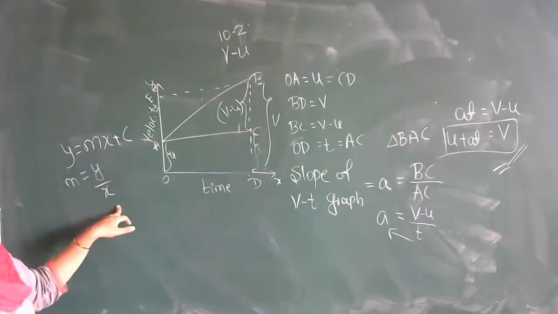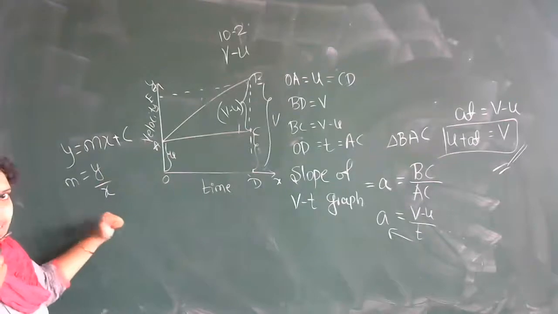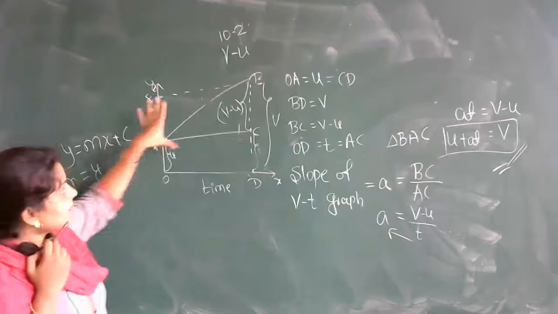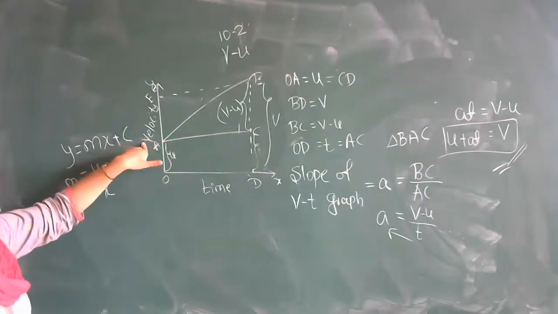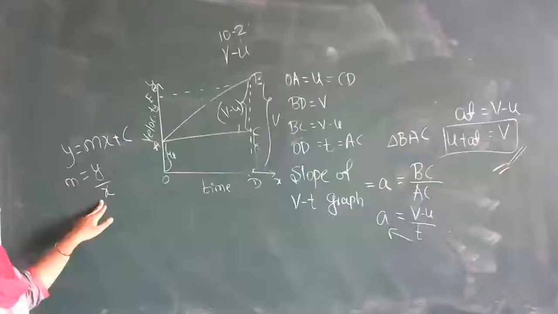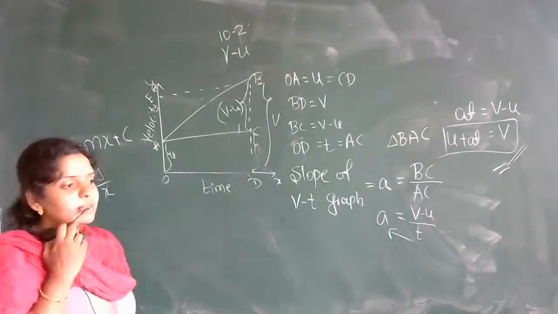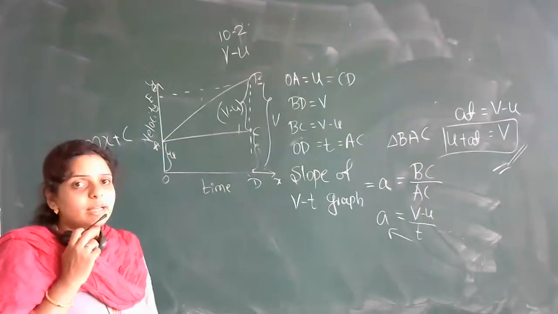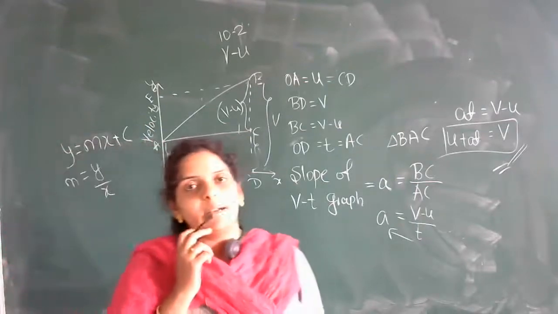Please go through the previous video, then only you can understand this. So y divided by x. What is your y-axis? Y-axis is velocity. What is your x-axis? It is time. So what is velocity divided by time called as?